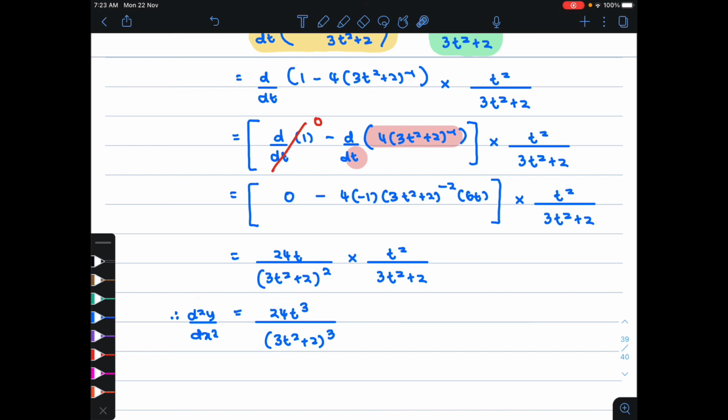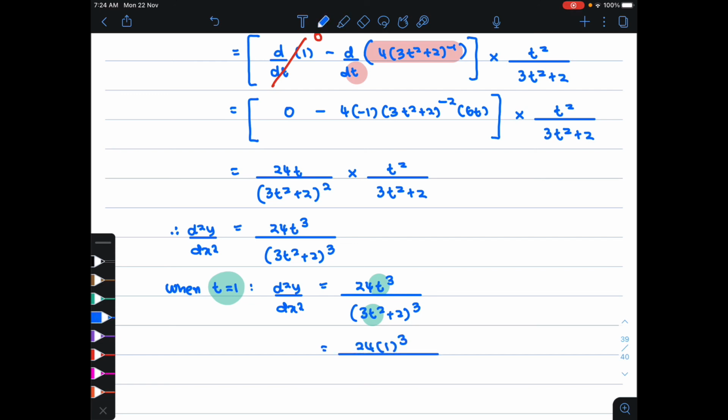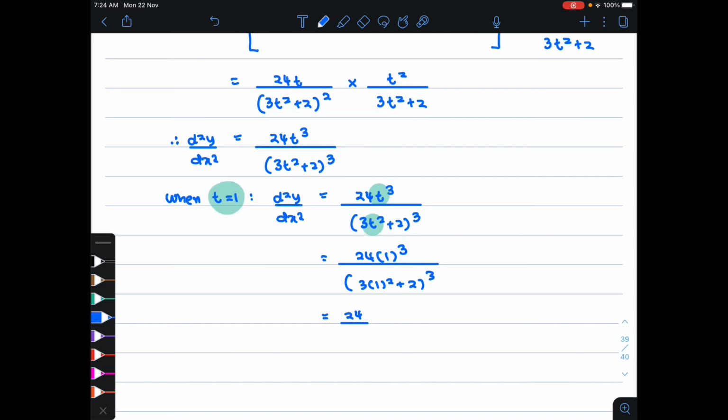But don't forget that we need to find d2y/dx squared when t is equal to 1. So let's substitute t equal to 1 into t in d2y/dx squared. And the answer is 24 over 125. And that is how you apply parametric equations in order to find dy/dx and d2y/dx squared.